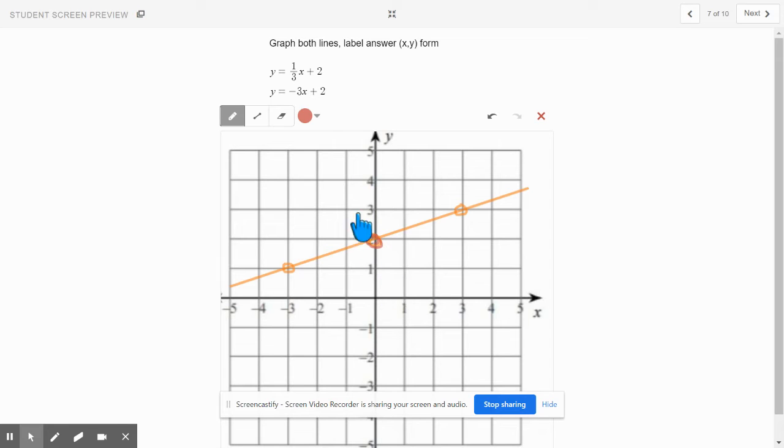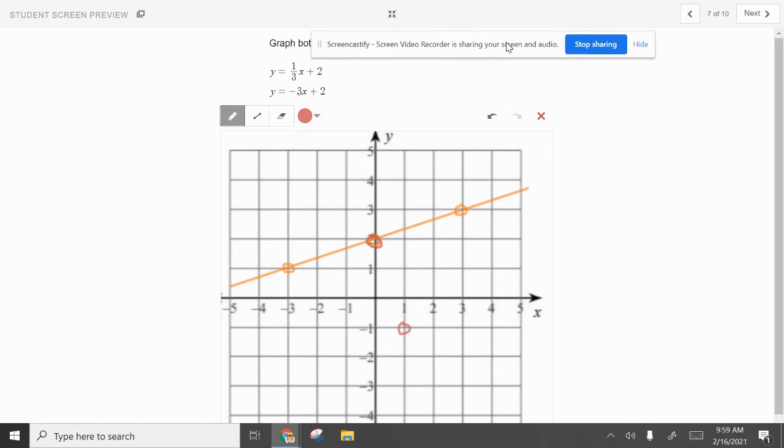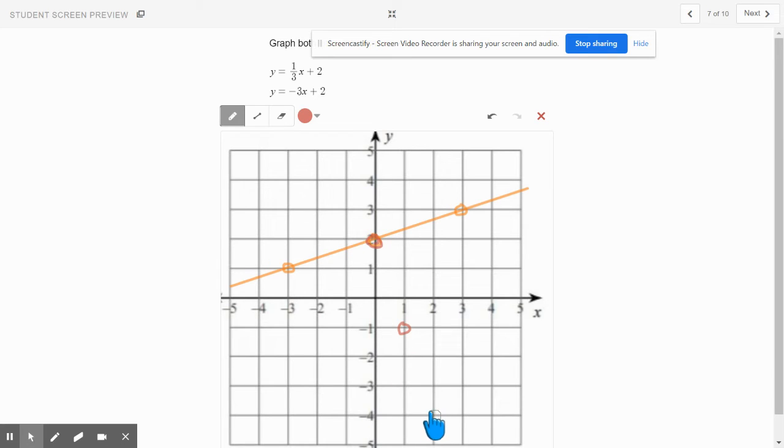With the red, and then I'm going to go down 3, 1, 2, 3 over 1. And if I wanted to, I could do one other. Here, let me move this out of the way. I could do another one. I could go down 3 again, 1, 2, 3 over 1 again if I wanted to.